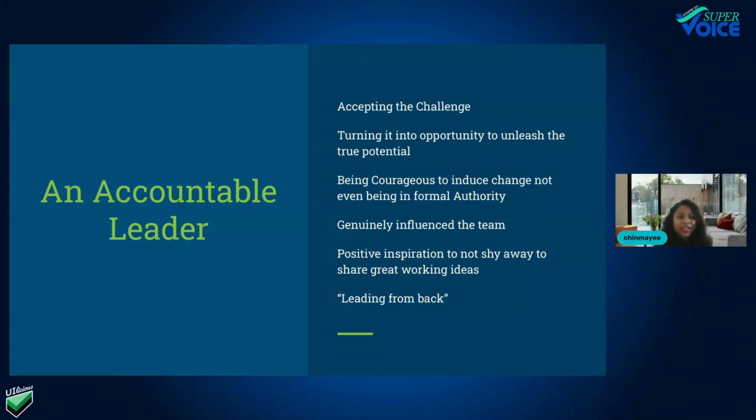And one major aspect of Emily was, because of the production bugs, she could get a chance to interact with the customer. She could understand the customers well. And because of that, she could apply this approach in this journey. She is a positive inspiration for the people who shy away from sharing great working ideas. But now she is like the epitome of success.